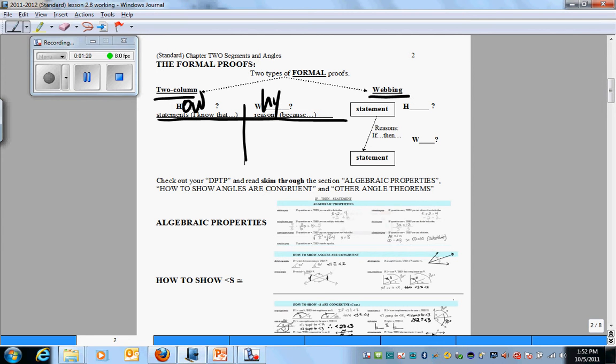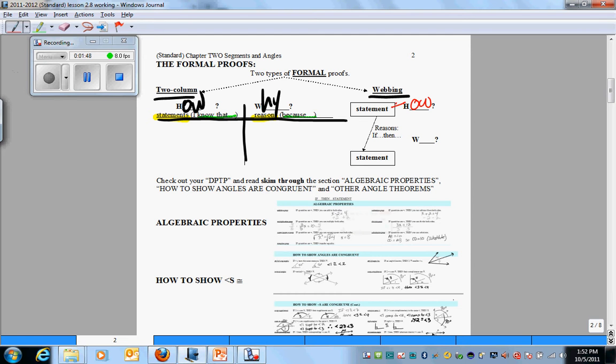I told you that on proofs, the "what" is not important, unlike other math classes. How is on the left, why is on the right. In the videos, the more traditional titles for these are statements and reasons. I like to read it like a sentence: I know that because. That's how I read those. That's called a two-column.